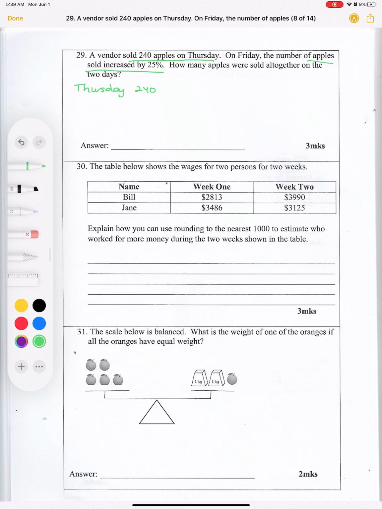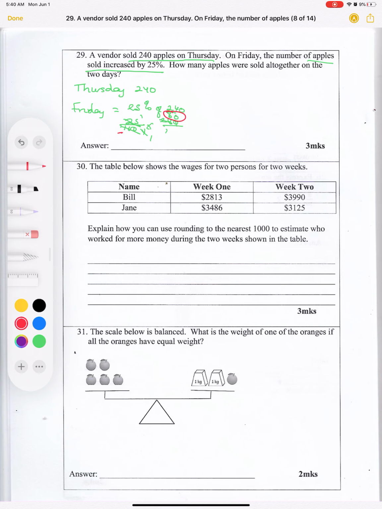Did it increase by 25 apples? No, it increased by 25%. So we need to find out 25% of 240. So Friday equals 25% of 240. How do you do that? 25 over 100 times 240 over 1. 25 into 25, 1. 25 into 100, 4. 4 into 4, 1. 4 into 24, 6. Bring up the 0. So on Friday there were 60 more apples than on Thursday.